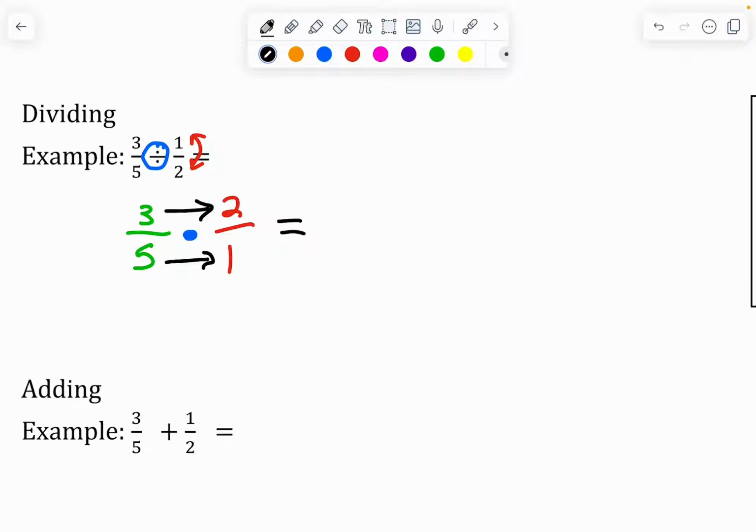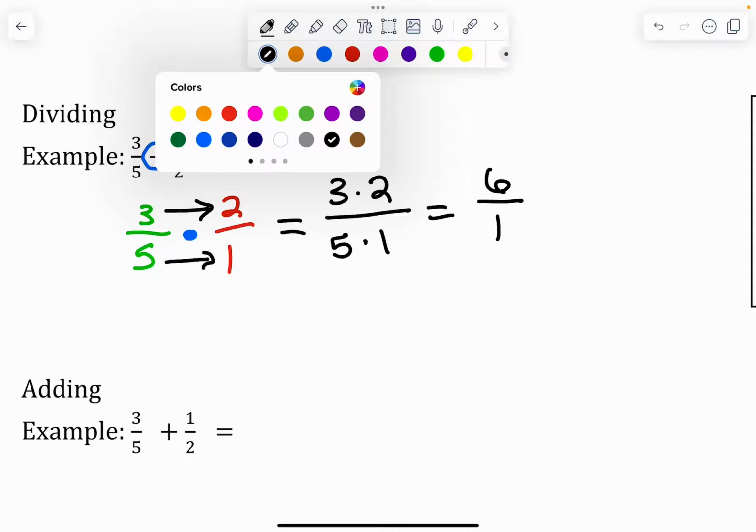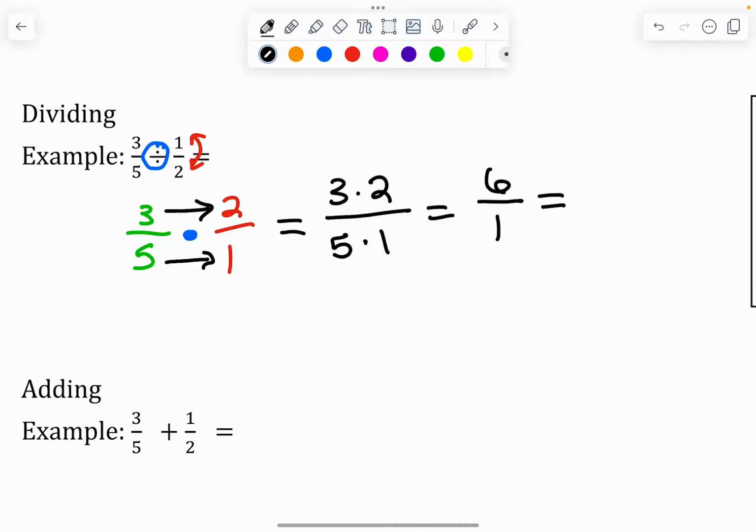Same rule for multiplication, 3 times 2 on top, 5 times 1 on bottom, and we get 6 over 1. So again, that's top times top and bottom times bottom. Now 6 over 1 simplifies to be, that's not a 1. Let's back up a second. That's going to be 6 over 5. And that doesn't simplify, so we're finished there.